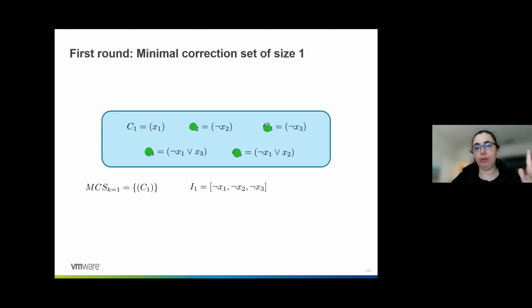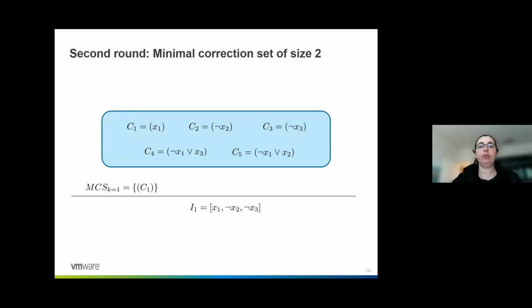After that, we will block it, so we don't allow this solution anymore. Then we go to the second round of the loop, looking for correction sets of the next size, which is 2. We run the SAT solver, we relax the problem, we get a solution, let's say x1, not x2, not x3. It's enough to satisfy 3 clauses. Because it's a solution of the formula, we are guaranteed that C4 and C5 is a minimal correction set, and we write it down.